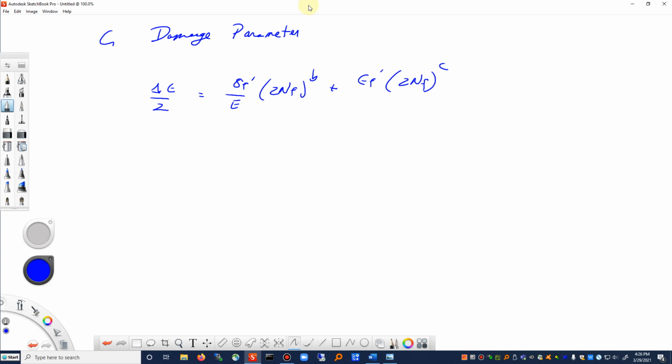Which damage parameter should you use? Well, that kind of depends on what material you're using, what experience you have with the damage parameter, and what maybe your industry standard is. So maybe in the automotive industry, a lot of people like to use the Smith-Watson-Topper damage parameter, and you could probably call that an industry standard type damage parameter for that particular industry. Another industry may use something different. It also depends on what material you're using.